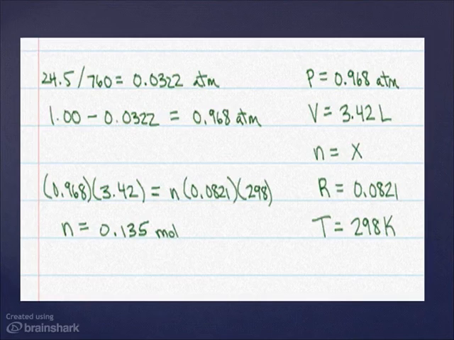So that's just a different type of problem that you can have with partial pressure, where in this case we're given the total, and we just need to figure out some variable within PV equals nRT. And before we can do that, we do have to find the partial pressure of that other gas within that mixture.